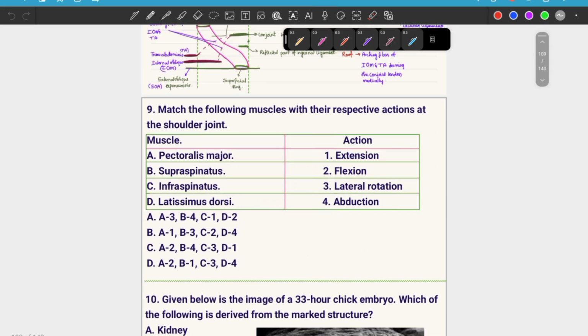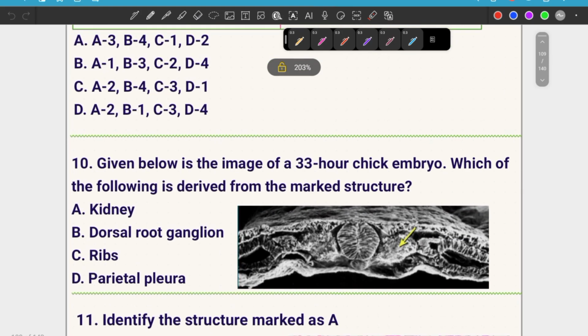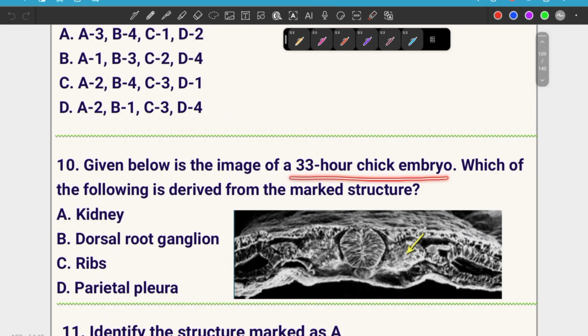So A is for A2, B abduction, B4, C is for lateral rotation, so C3, latissimus dorsi extension, so 1. So the option is C.